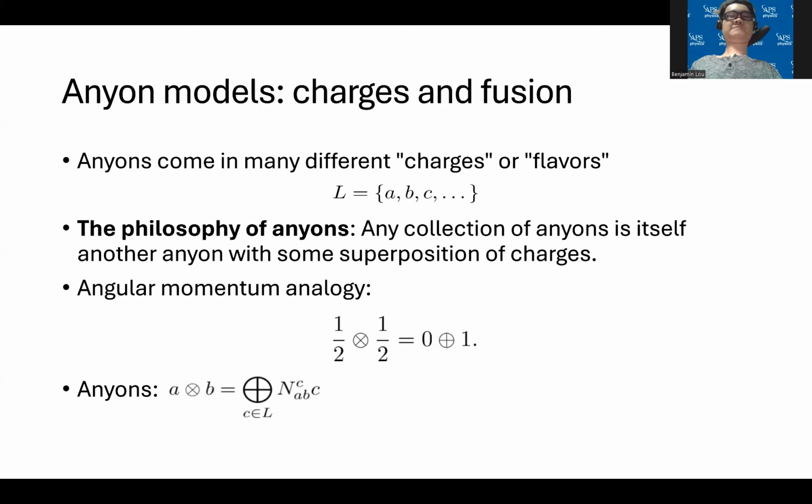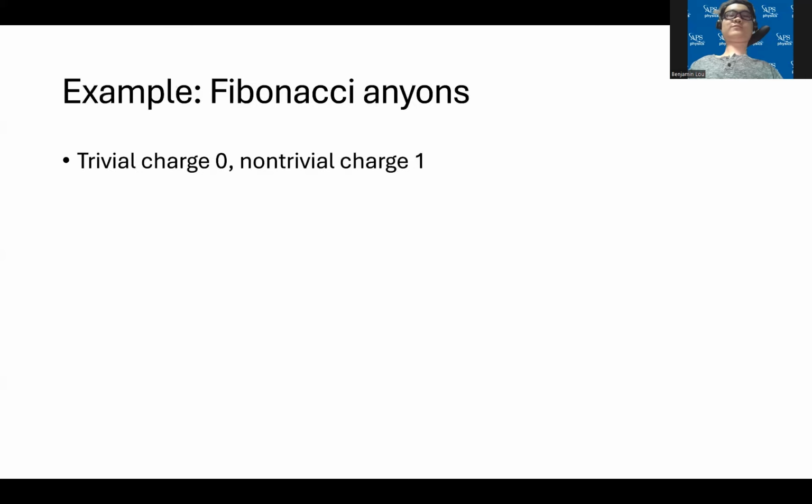So this is really just a beefed up version of this. Now you have 2 anyons A and B, and they can have a wide range of total charges given by these coefficients here. You can think of these N^C_AB as 0 or 1. They usually are. Let's look at an example of this: the Fibonacci anyons. The Fibonacci anyon model has 2 types of anyons. The first is the trivial charge anyon 0, and the second is the non-trivial charge 1. You can think of 0 as basically the vacuum.